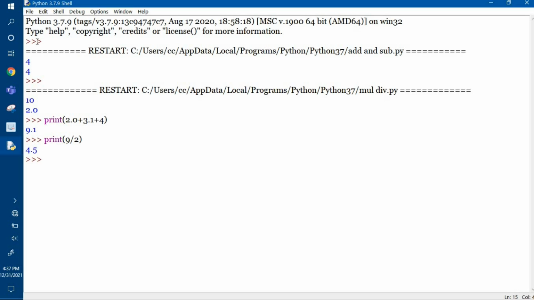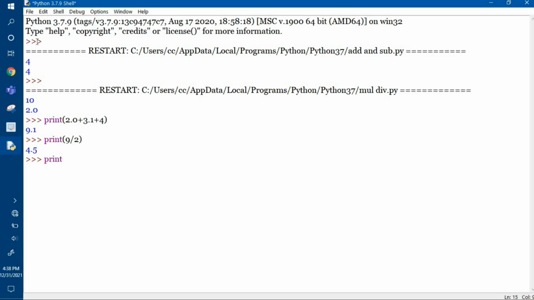Besides addition, subtraction, multiplication, division, Python also supports exponentiation, which is raising of one number to the power of another. This operation is performed using two asterisks. Note that in multiplication we just use a single asterisk, that is 2 asterisk 3 will give us 6, that is 2 into 3 is equal to 6. Whereas if we use asterisk twice, that is 2 double asterisk 6.